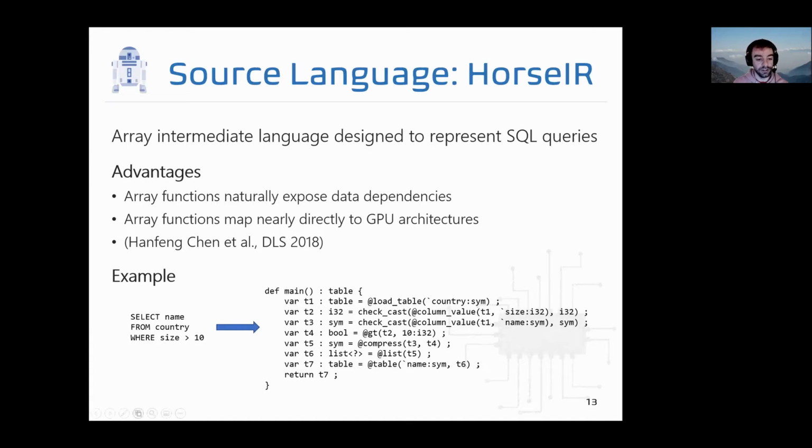So as an example program over here, we have the following SQL query on the left, which selects the name field from a country table where some arbitrary size is greater than 10, and it would correspond to the following program inside of HorseIR. So we're able to load the table as well as the 2 column values, figure out those that are greater than 10, select only those that correspond to the appropriate mask, and form the output result. This is basically an imperative way of viewing the following SQL query.